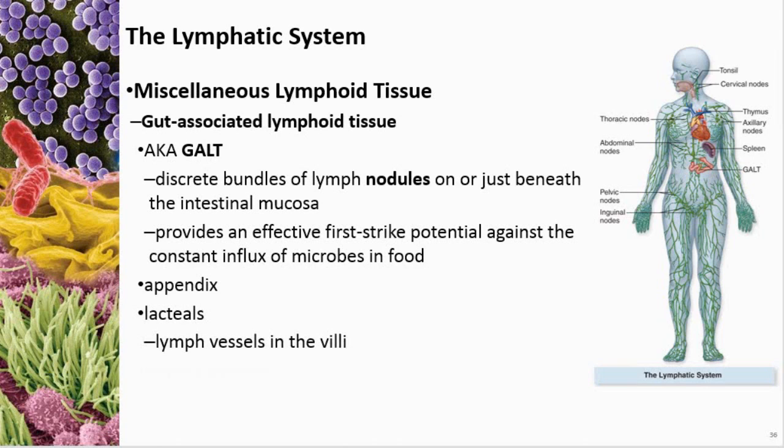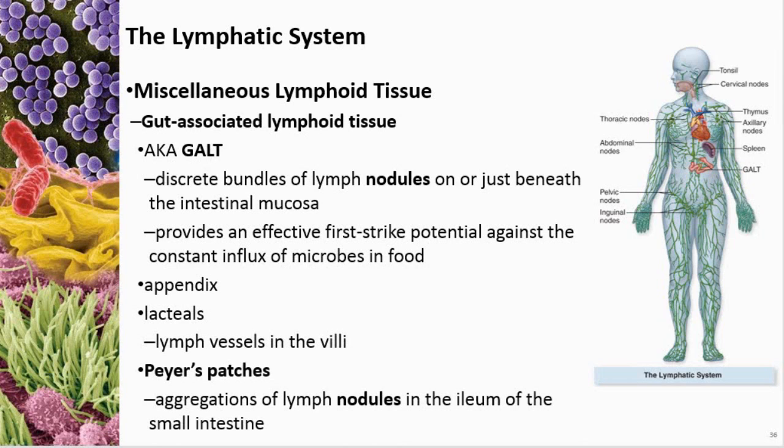Now, also along the small intestine, we have these things called Peyer's patches. That's capital P, named after whoever named that, Mr. or Miss Peyer, I guess. Aggregations of lymph nodules in the small intestine, primarily in the ileum. And the function is the same as what we've been talking about.